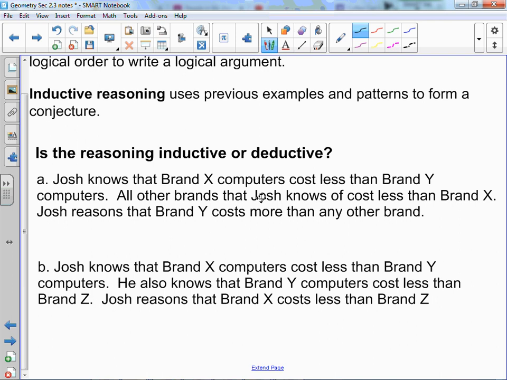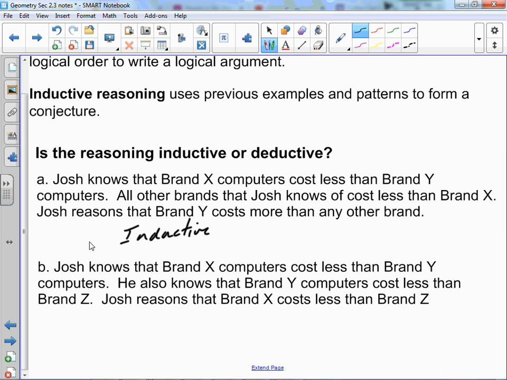So it says all other brands that Josh knows of cost less than brand X. So he's taking the fact that he knows X is less than Y, and everything else that he knows of is less than X. So he's going to reason that Y is the most expensive brand out there. But because it's just what he knows of, and he's making a generalization to say it's more expensive than any other brand, there could be brands that he doesn't know of. So this is him developing his own pattern and recognizing his own pattern. So this one is actually inductive.